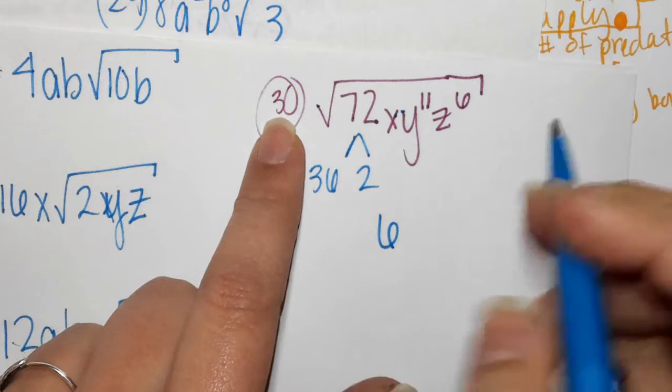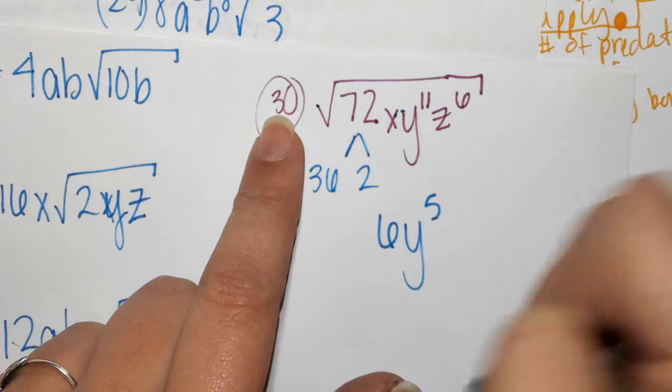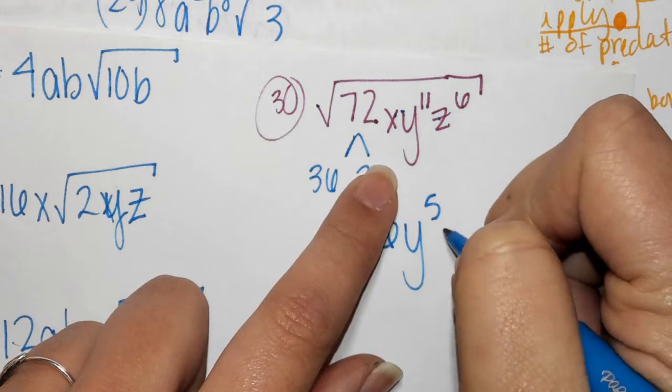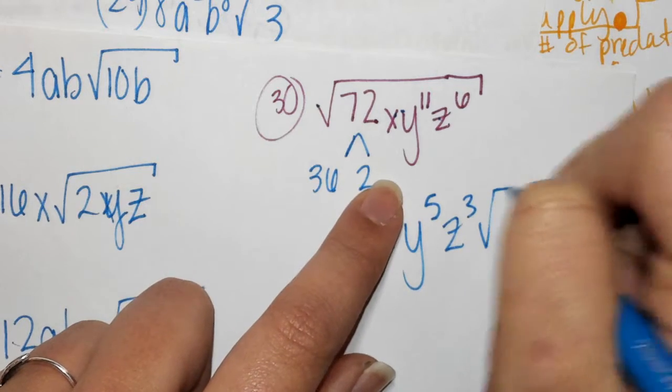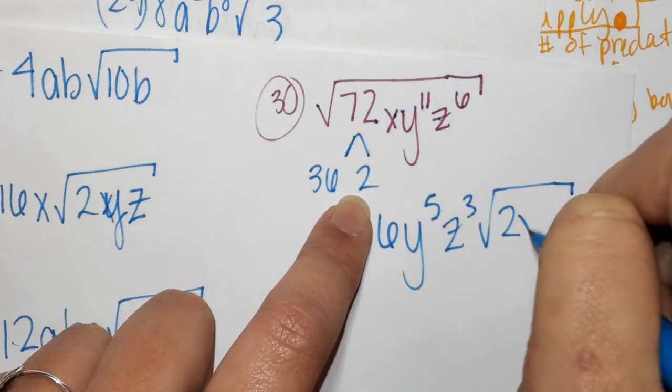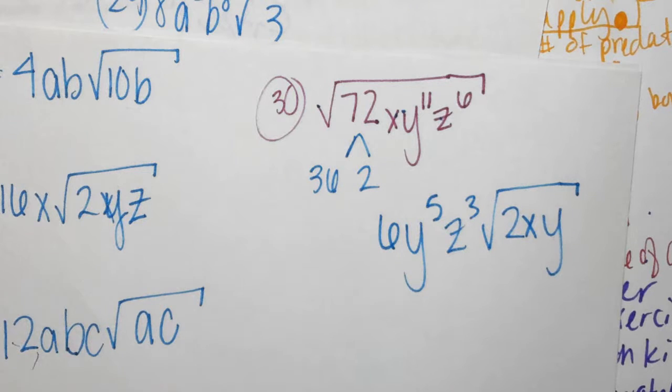How many times does 2 go into 11? 5 with 1 left over. How many times does 2 go into 6? Alright, inside the house is 2xy. You have 6 on the board.